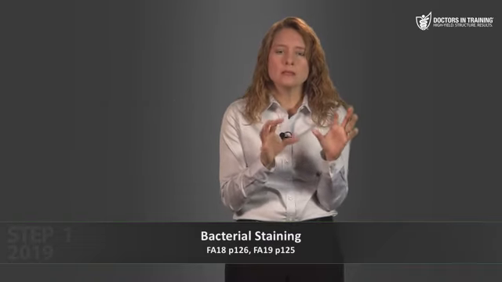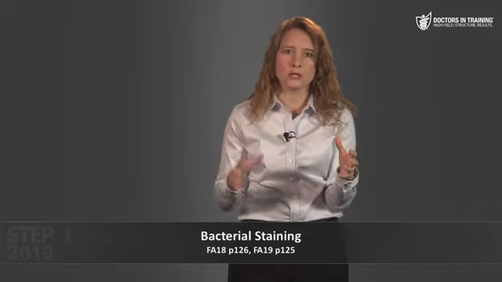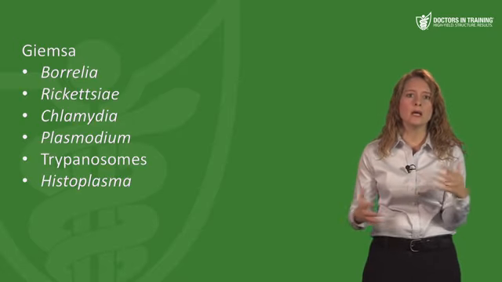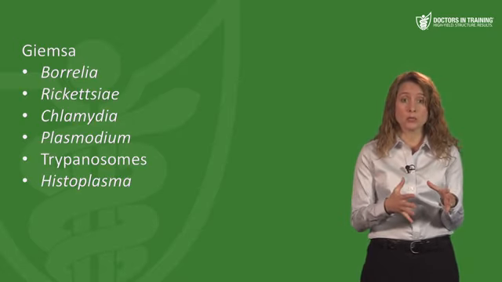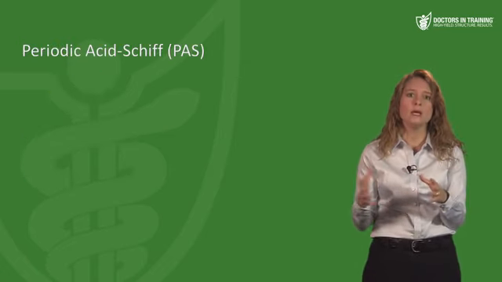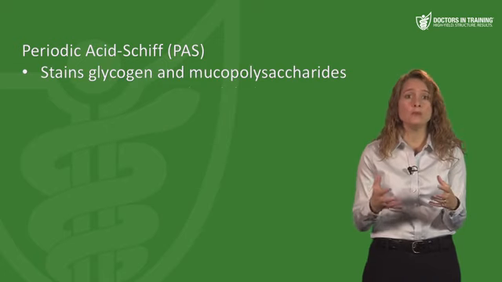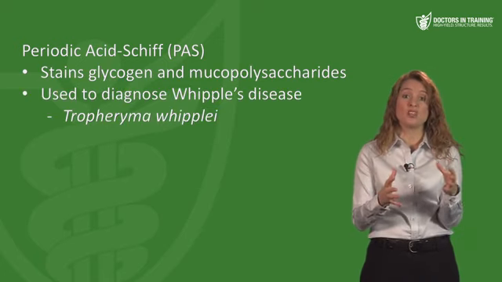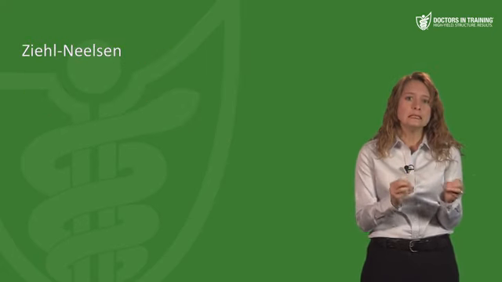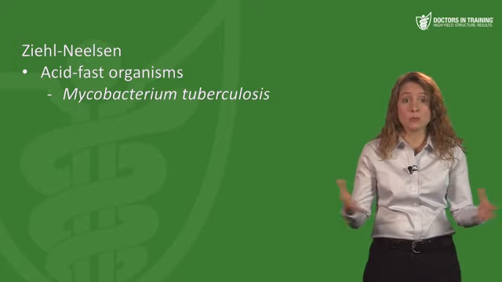We've talked about some of the limitations of gram staining now, so let's talk about some other important stains that are used to identify bacteria. There's Giemsa stain. Giemsa can be used to stain Borrelia, Rickettsia, Chlamydia, Plasmodium, Trypanosomes, and Histoplasma. Then there's PAS, periodic acid Schiff stain. PAS stains glycogen and mucopolysaccharides. It can be used to diagnose Whipple's disease caused by Tropheryma whipplei. Ziehl-Neelsen stain. The Ziehl-Neelsen is used to stain acid-fast organisms like Mycobacterium tuberculosis.